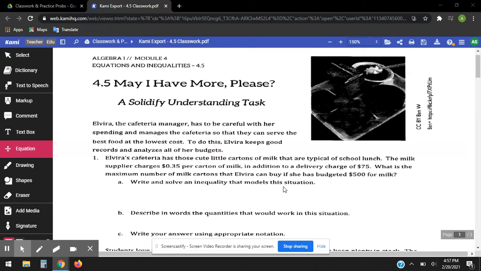Hi, this is Algebra 1, Module 4, Lesson 5. May I have more, please? And this is to just kind of solidify what we've got going on with our equations.